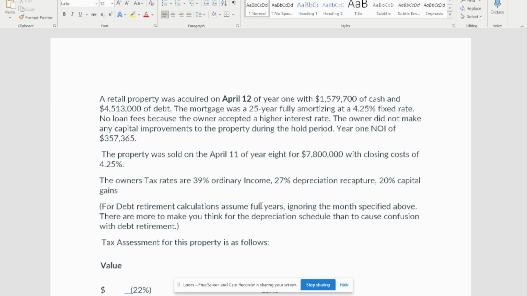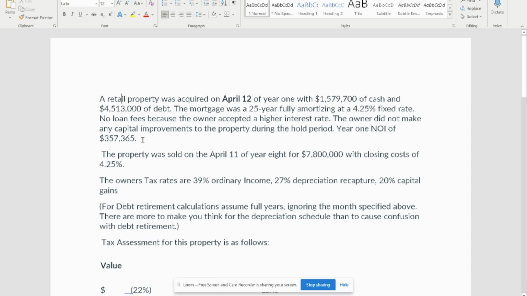In this exercise, we are asked to evaluate a property which was acquired on April 12th of a year with $1.5 million in cash and $4.5 million in debt. The mortgage was a 25-year fully amortizing at 4.25% fixed rate. There are no loan fees because the owner accepted a higher interest rate. The owner did not make any capital improvements to the property during the holding period.